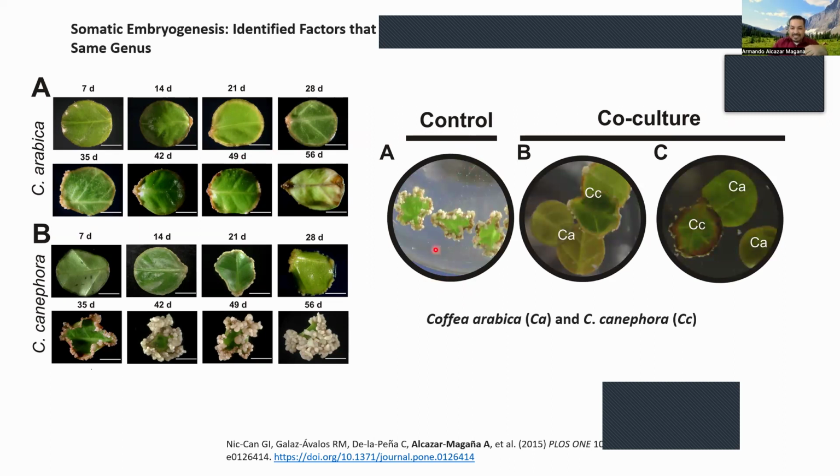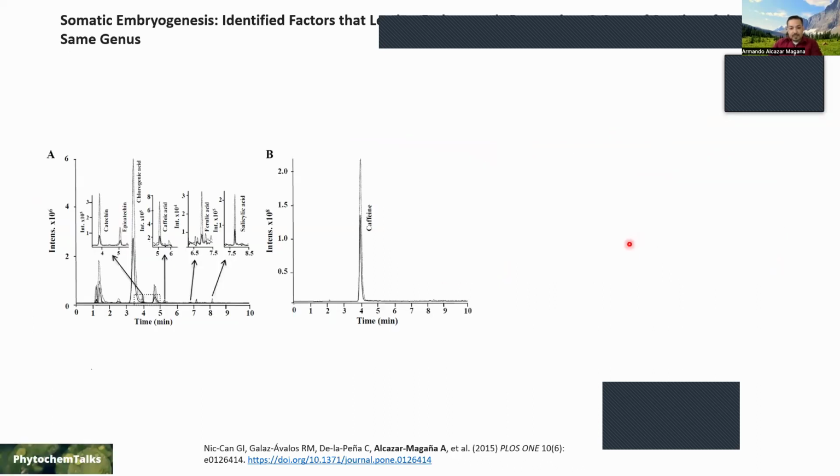So this is the control, this is Coffea canephora. And when they put it together with Coffea arabica, the Coffea canephora did not do the embryogenesis. So this is after 2 weeks, and I think this is after 2 months. So basically, this means that the Coffea arabica is releasing something into the media that is inhibiting the embryogenesis in Coffea canephora.